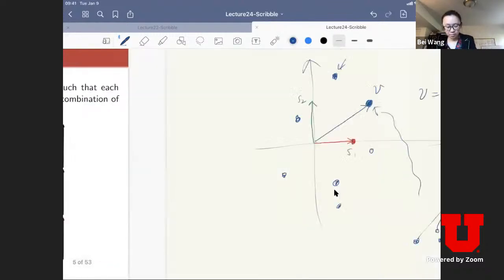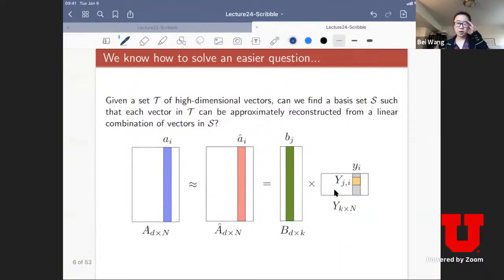Okay, so let me make it more formal in terms of PCA or matrix sketching. We kind of know how to deal with this when I have high dimensional vectors. So now let's get back to the high dimensional vector setting. I have a set T. T is now a collection of high dimensional vectors. The idea is to find a basis set such that each vector in my input is reconstructed from a linear combination of vectors in my basis set. Okay, so what is in my basis set?